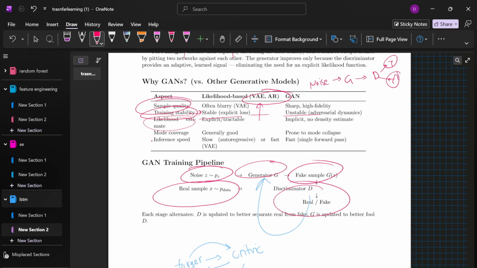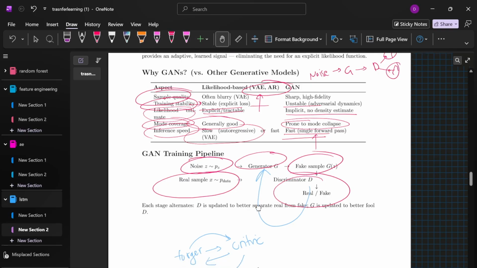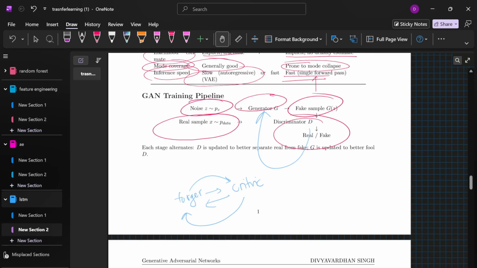Then we have the likelihood. VAE gives you an actual probability estimate. GAN doesn't; it's implicit, with no clear density function. Then we have mode coverage. GAN can suffer from something called mode collapse, where the generator just keeps producing the same few outputs instead of capturing the full diversity of the data. Speed also: GANs are faster, with just one forward pass through the generator to get a sample. So basically GAN trades some stability and theoretical cleanliness for speed and good visual quality.